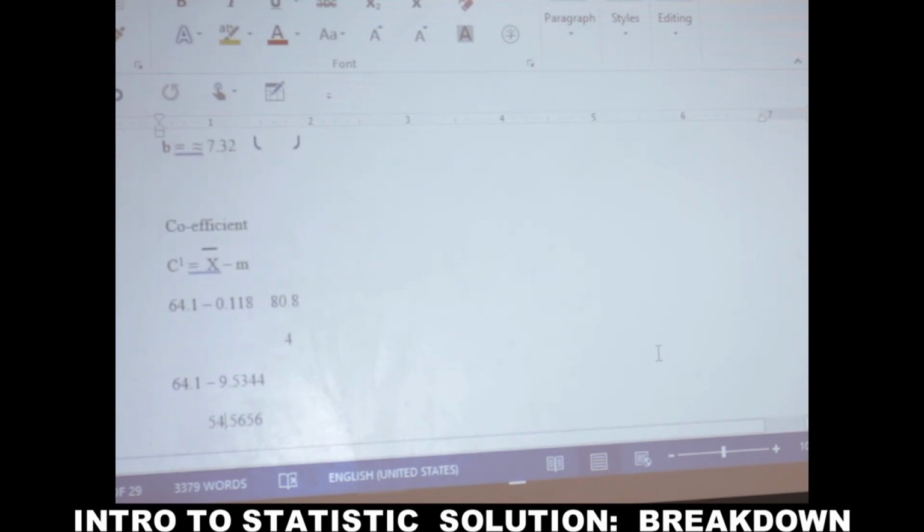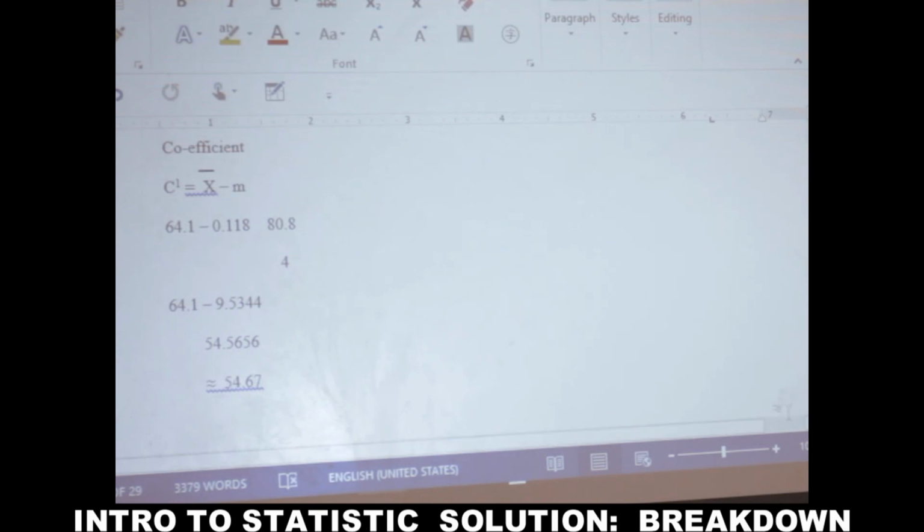If you want to look at the coefficient, it's x bar minus, 64.1 minus 0.118 times 80.8. You multiply them together, you subtract from 64, you derive your answer. You have the answer as 54.5656. If you approximate, we have 64.57.